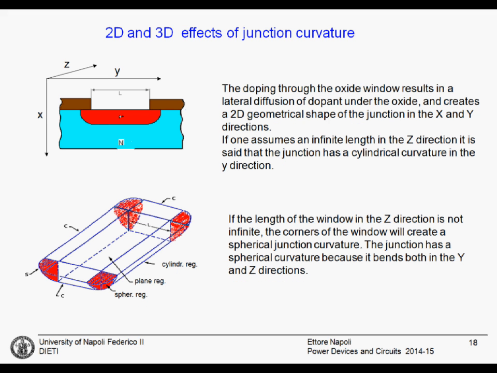Let us return to our two-dimensional and three-dimensional effects. As previously said, the presence of this window and the diffusion of the dopants here causes a two-dimensional curvature here. But if we imagine this window in 3 dimensions, we clearly see that the diffusion is divided into 3 regions. In the middle, we have a flat, one-dimensional plane junction. In the 4 sides, we have the 2-dimensional structure with the cylindrical junction. And in the 4 corners, we have spherical curvature.